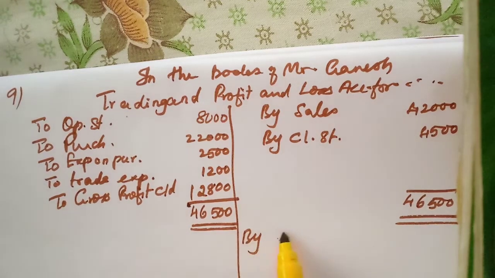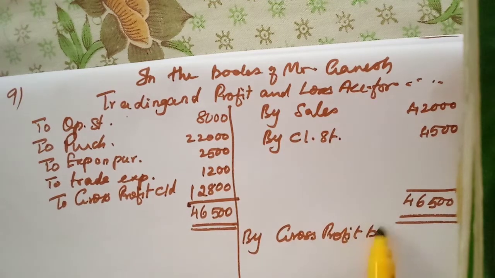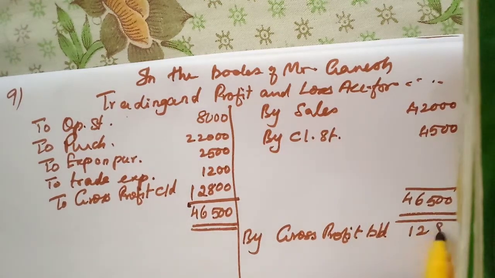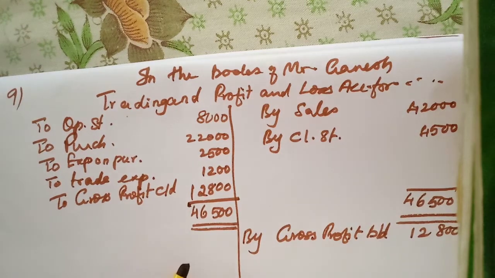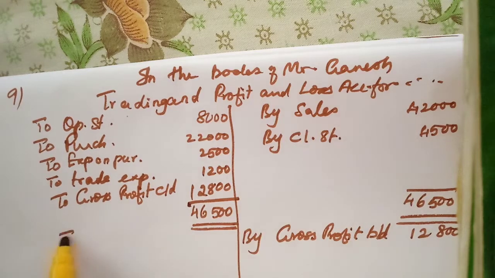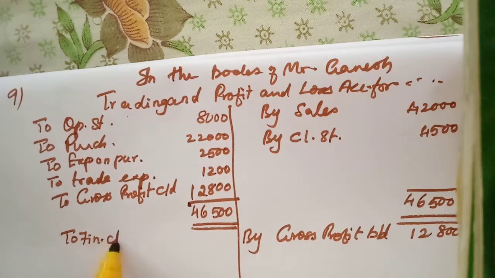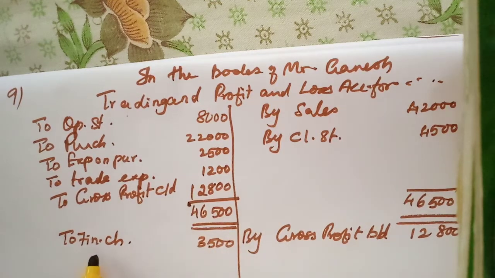Next line, by gross profit brought down, 12,800. Then the other items we have left out, you have to write now. Stock purchase, sales, expense on purchase, financial charges paid. So to financial charges, 3,500. Then expenses on sale, 1,000.